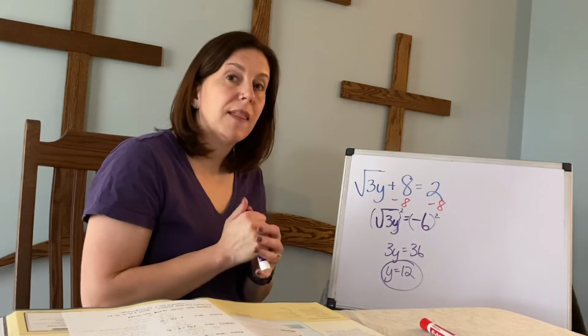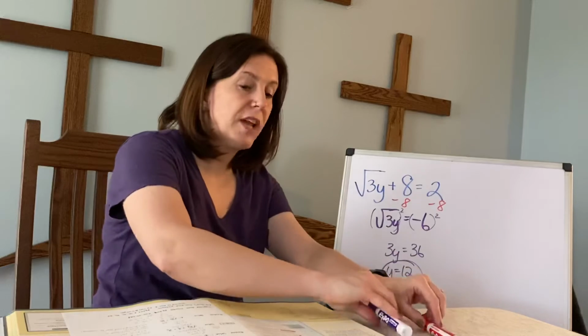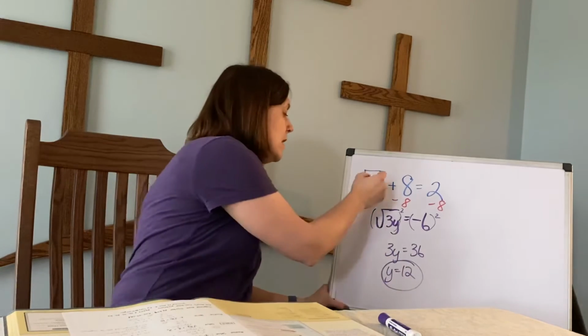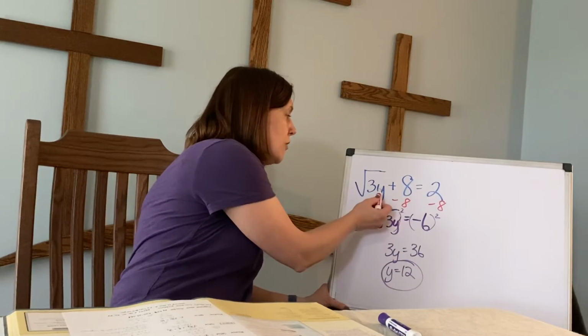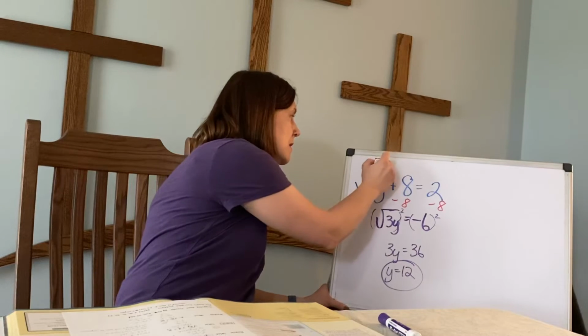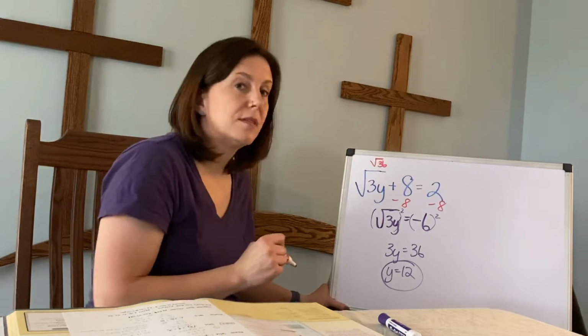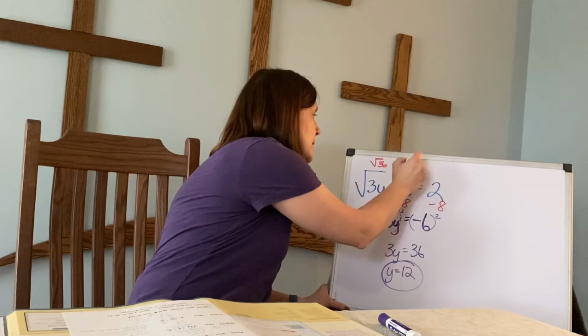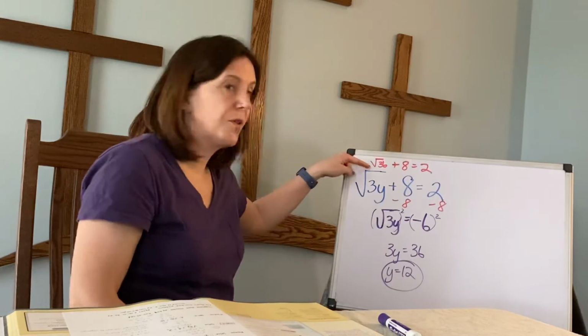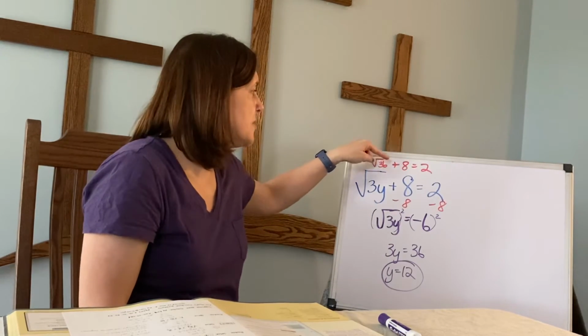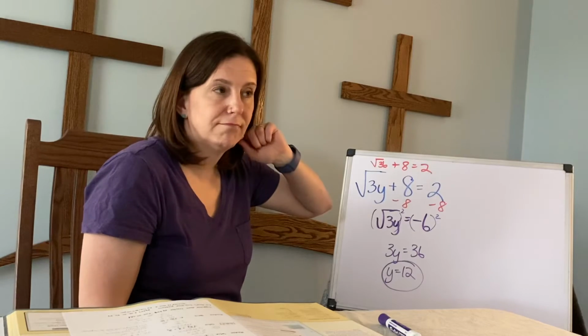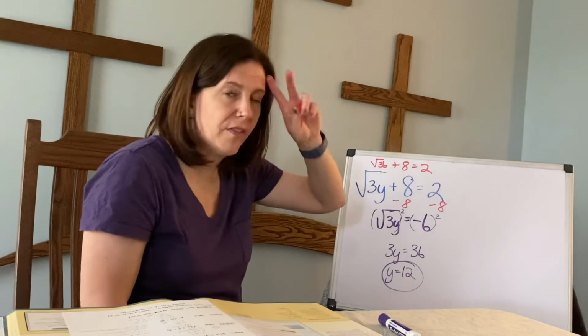We need to plug that back into the original equation. I'm going to do that in red. So y is 12. 12 times 3 is 36. And the square root of 36 is 6. 6 plus 8 equals 2. No, it doesn't. That's totally false.